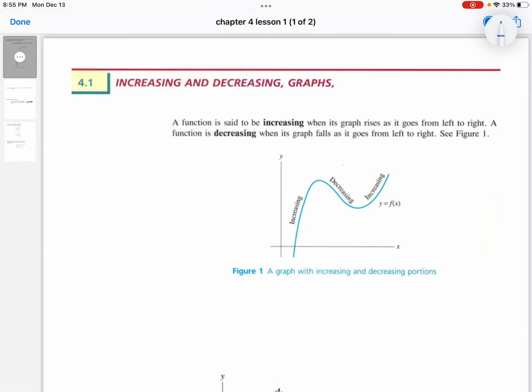All right, this is lesson 4.1. It's going to cover increasing and decreasing graphs as well as critical numbers, but we're going to break this up into a two-part lesson. So you have here a function is said to be increasing when its graph rises as it goes from left to right. So this is really important for us to note. We're going from left to right.